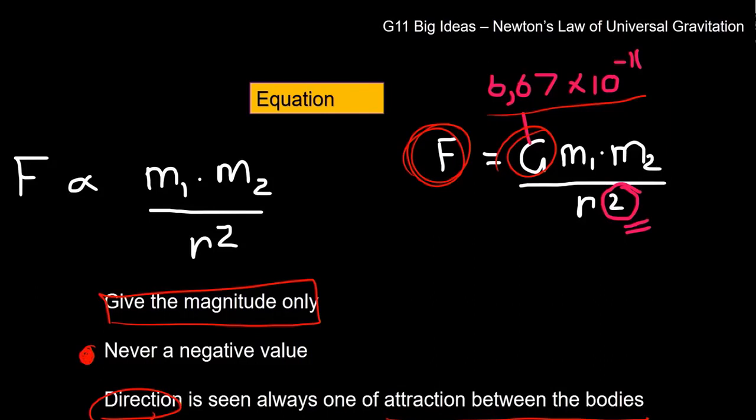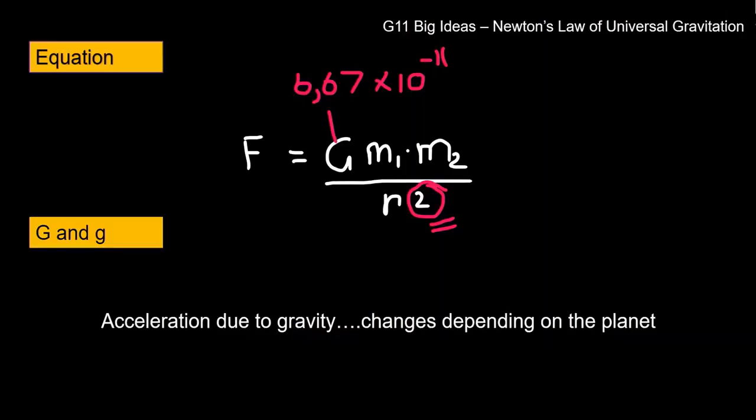If you get a negative answer, you need to go back and recheck that your answer is correct. So here's our equation. This is the equation we're going to use. Now there are two values, a big G and a little g. Big G we've spoken about, that is the constant, and we get it from the data sheet.